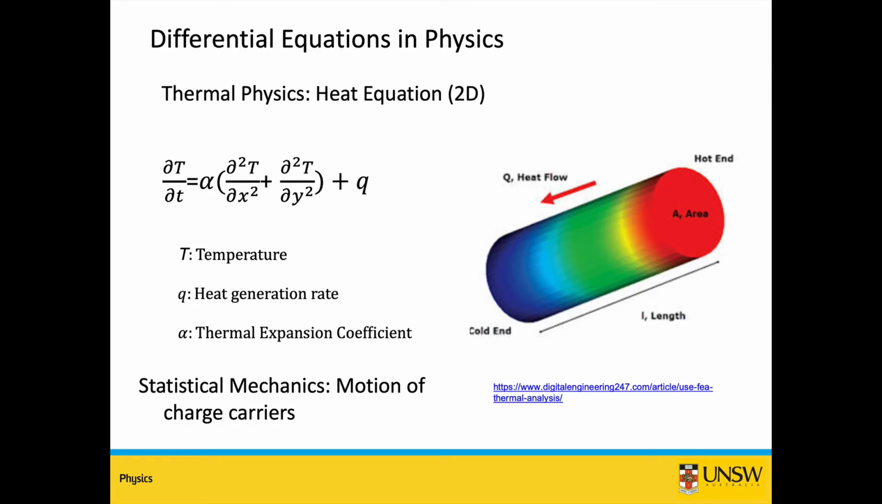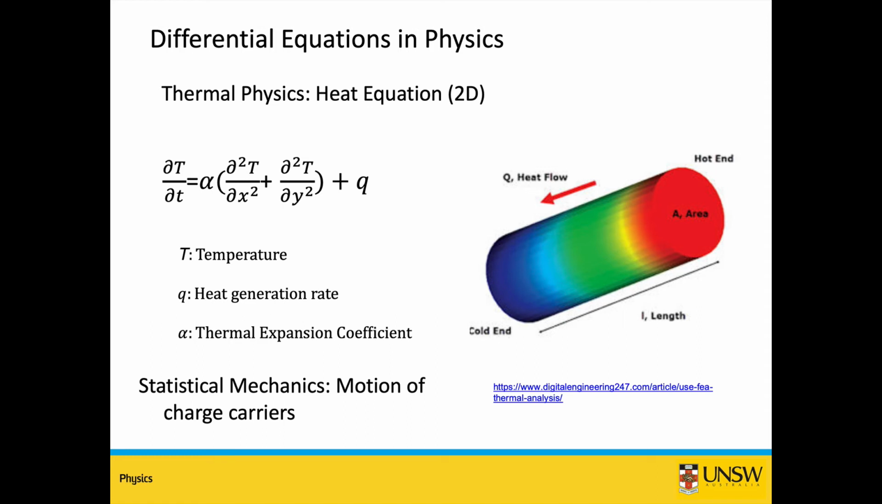Okay, so here we show another type of differential equation that arises frequently. This is the heat equation, and I have shown a 2D version of this equation here. On the left hand side, you have the derivative of temperature with time, how the temperature of an object is changing with time. And on the right hand side, you have two terms. The first term is again the Laplacian in 2D. Temperature is the variable that you are solving for, and alpha is the thermal expansion coefficient.